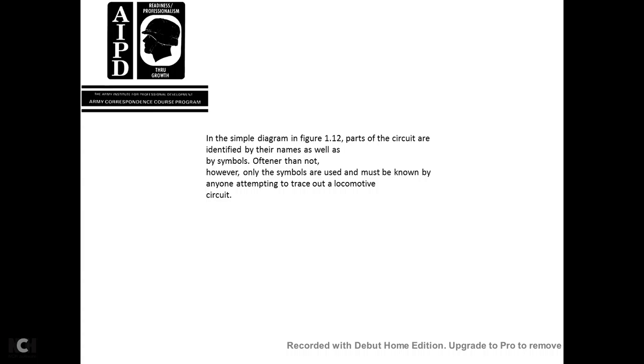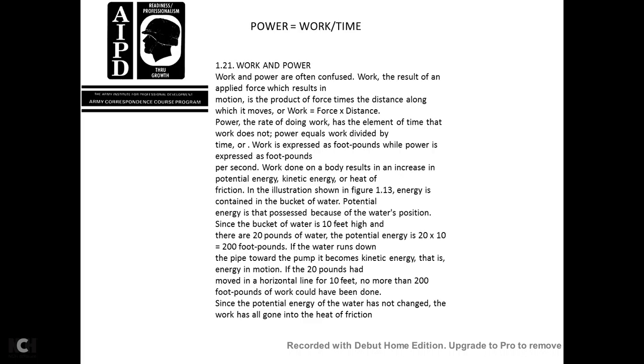In a simple diagram, the figure 112 parts of the circuits are identified by the names as well as the symbols. More often than not, however, only symbols are used, mostly known by anyone attempting to trace the locomotive circuit.